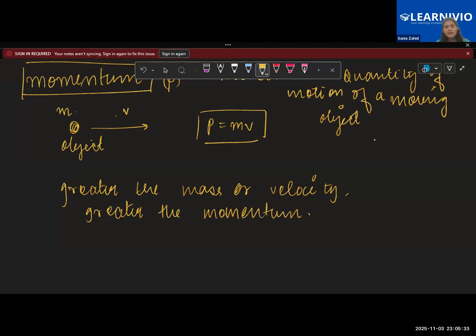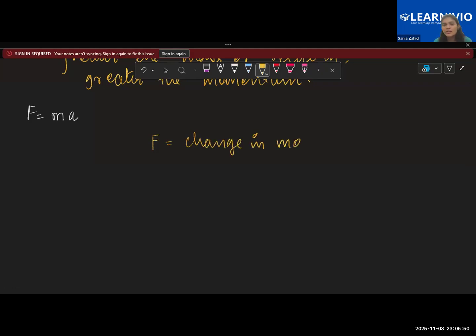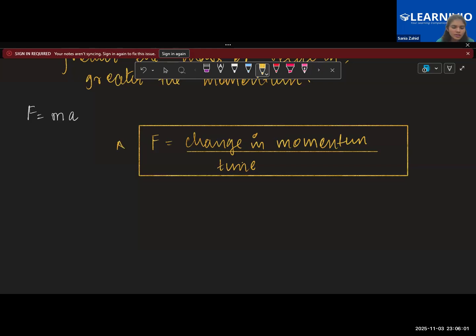Now next, there can be one more formula for force. One of the formulas for force is F equals m into a. Another formula of force is force equals the change in momentum divided by the time. Force is the change in momentum divided by the time. Understood?